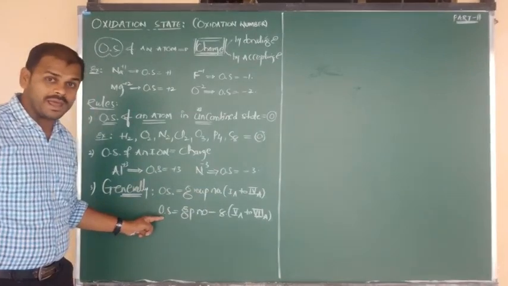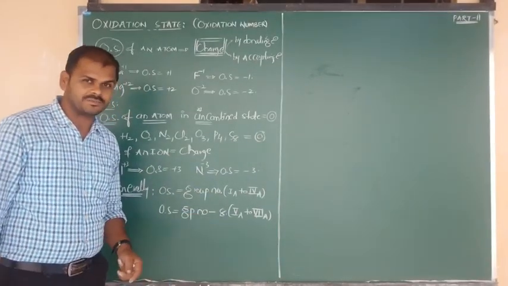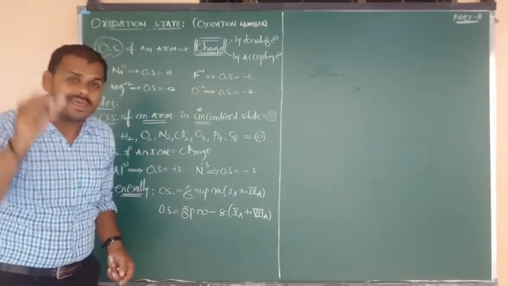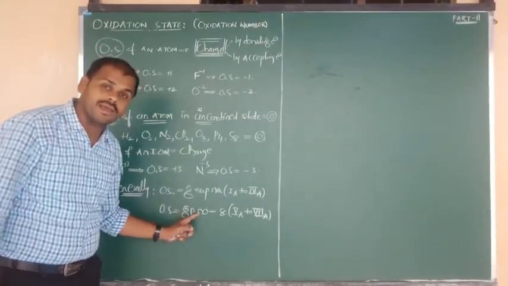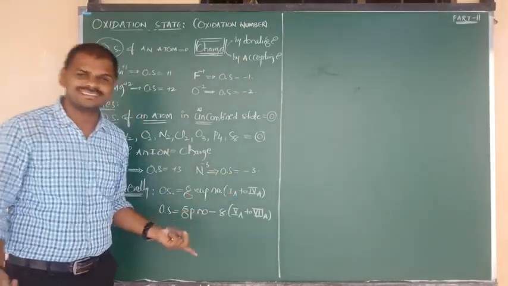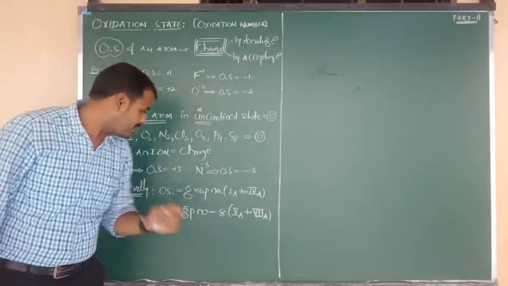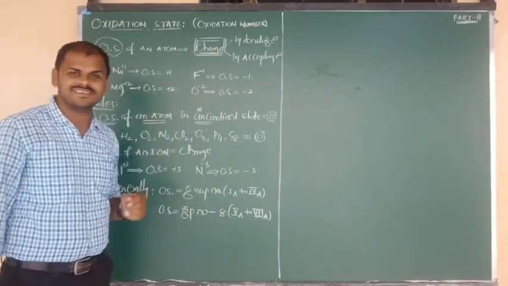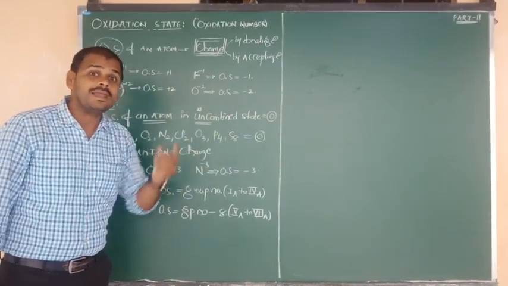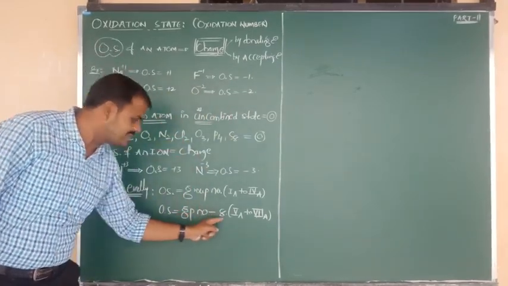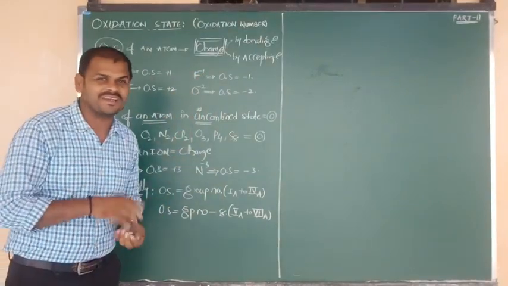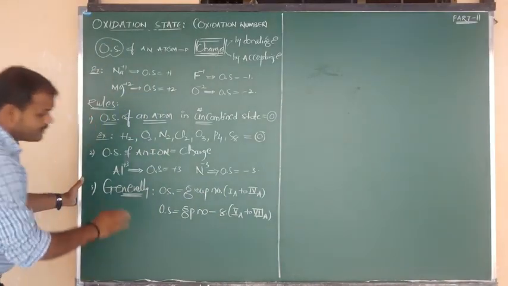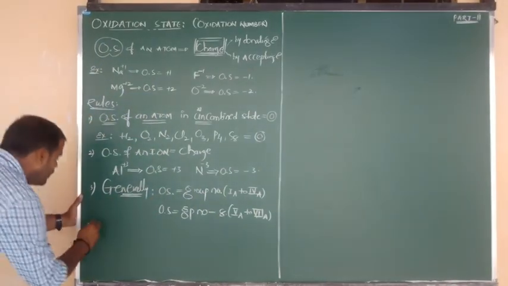Okay, second formula I am going to apply: oxidation state equals group number minus 8. Nitrogen, which group? Nitrogen is present in 5A group. So group number 5 minus 8, so nitrogen has minus 3. Oxygen belongs to 6A group. Group number is 6 minus 8, so oxygen has minus 2. And fluorine belongs to 7A group. 7 minus 8, so fluorine has minus 1. I hope you understand these formulas clearly. Very important formulas. Okay, good.